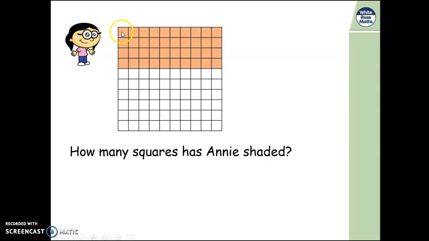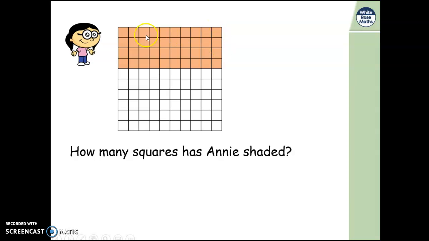Now, we could just count them in ones and go 1, 2, 3, 4, 5, 6, 7, 8, 10. But this is a 100 square, so we should know that one row is 10. So we could just count 10, 20, 30, 40. If you wanted to practice counting in twos, you could count in twos. So 2, 4, 6, 8, 10. You could count in fives if you wanted to. So 5, 10, 15, 20, 25, 30, 35, 40.